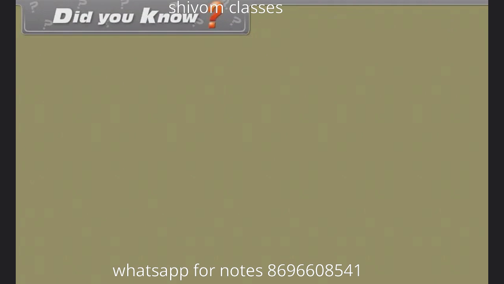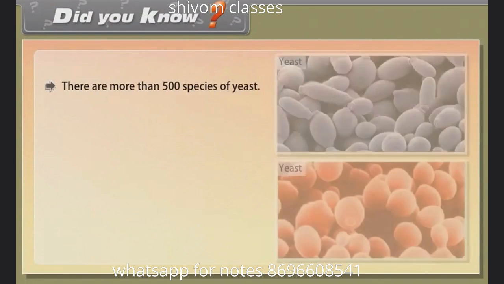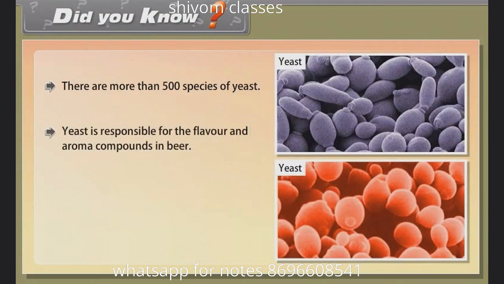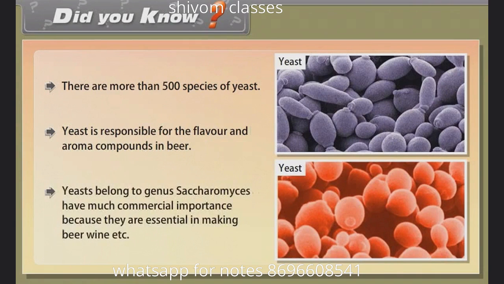Did you know there are more than 500 species of yeast? Yeast is responsible for the flavor and aroma compounds in beer. Yeasts belong to genus Saccharomyces, have much commercial importance because they are essential in making beer, wine, etc.